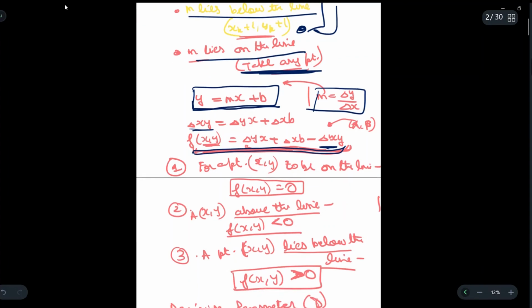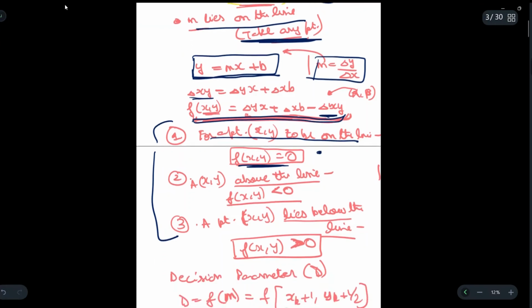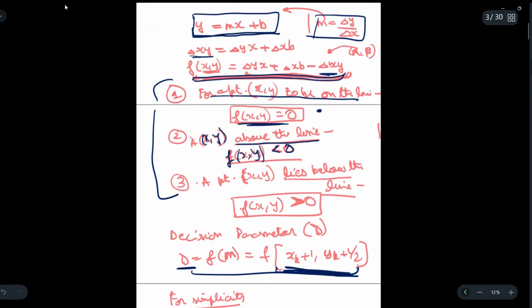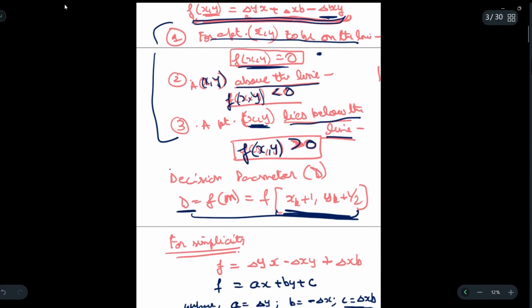Now we consider three scenarios. Suppose we have a point x comma y and it lies on the line, then the value of f(x, y) will be 0, and we had used this point in the derivation below. Similarly, the second case is that if a point x comma y lies above the line, then the value of the function will be less than 0. And the third and last case was that if a point x comma y lies below the line, then our function value f(x, y) will be greater than 0.